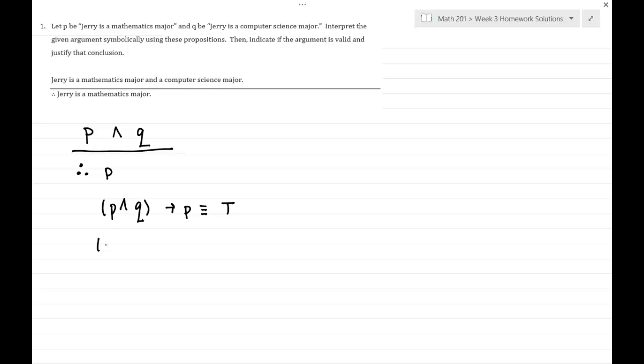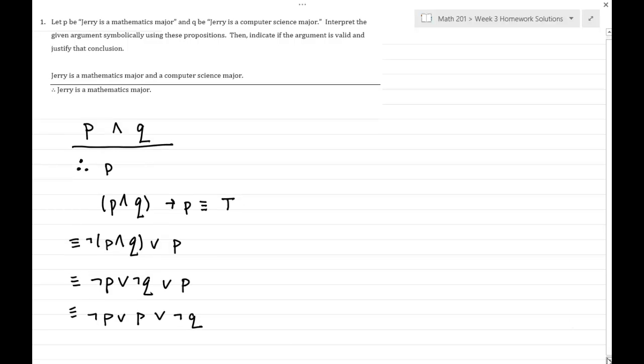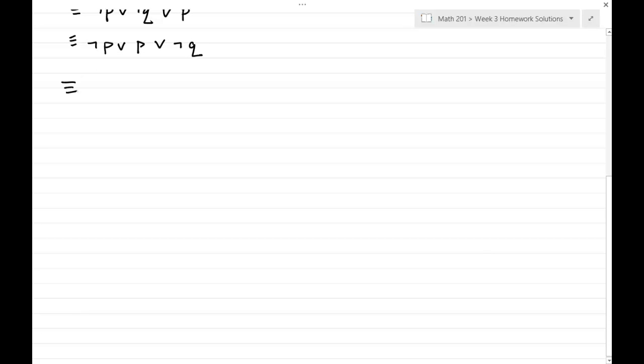I'm going to try to do this with just logical equivalences. So I'm going to work with my left hand side here. I'm going to change my implication to the negation of the hypothesis or the conclusion. If I negate an AND, it becomes an OR, and then I negate both pieces. Then I use the commutative property of OR, and then the associative property of OR to join the P's together. And then I get not P or P is true, or not Q.